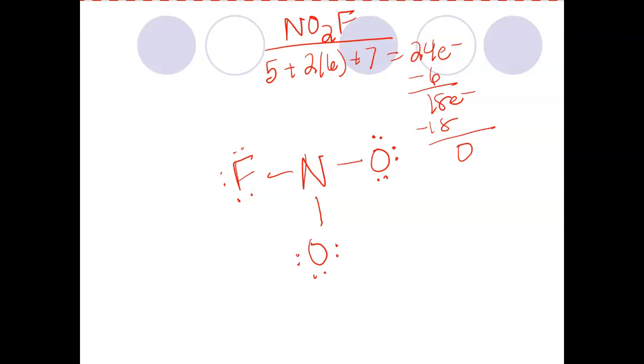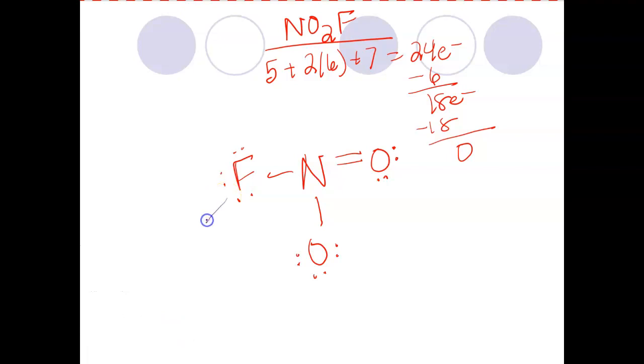So at this point, I've got to choose. Do I want to pick the fluorine or one of the oxygens? Initially, just go with one of them. Try one of them, and then what we're going to do is check our formal charges to see if that was good or bad. So I'm going to try an oxygen first. Now I want us to check formal charge.